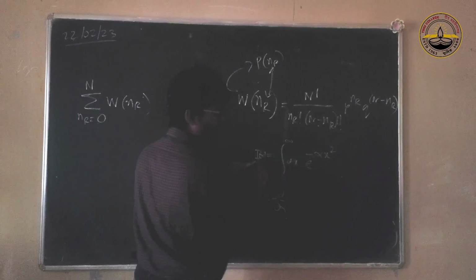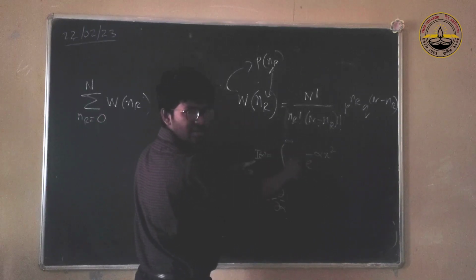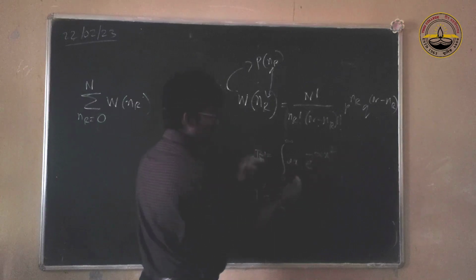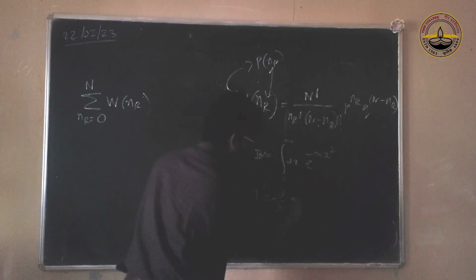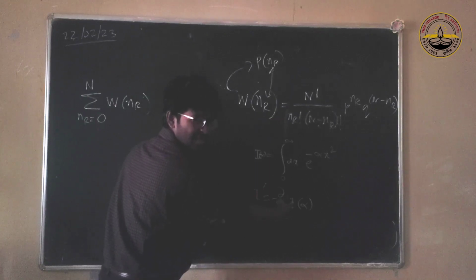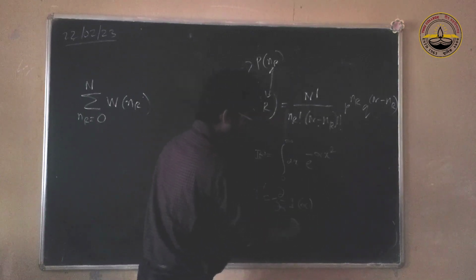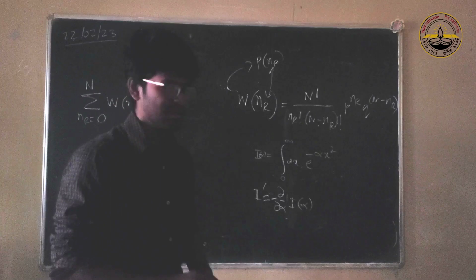This is a function of alpha, right? After integration is done, x squared will be gone. It will remain some function of alpha. So here you will have this. Okay? Do the derivative, and that will be your answer.